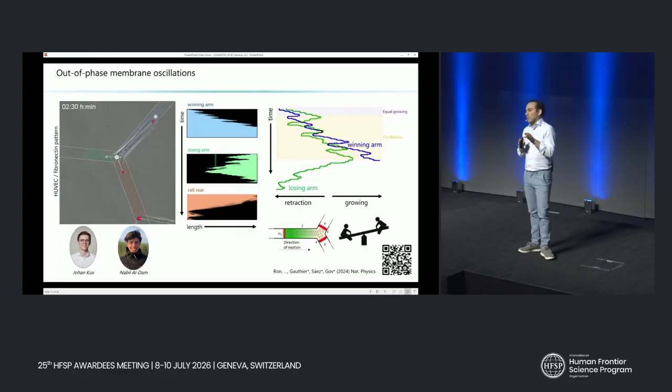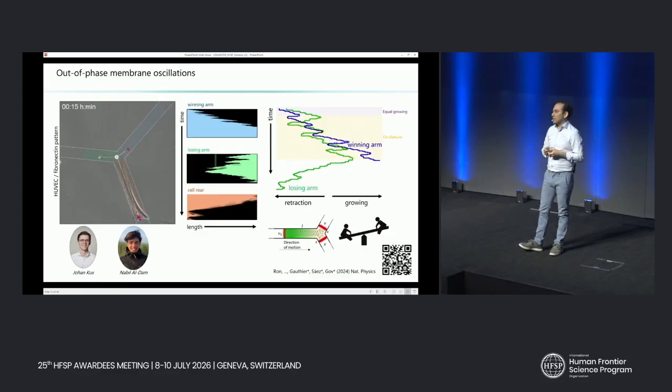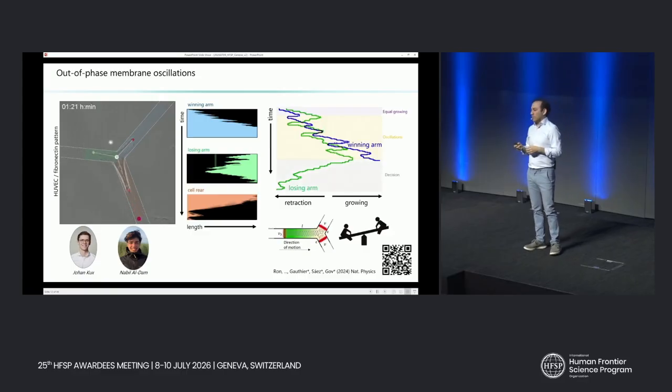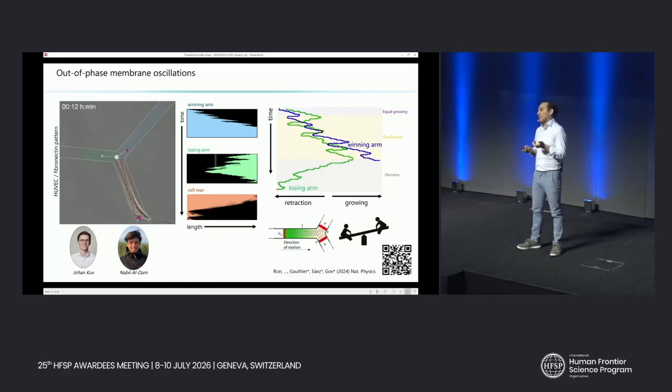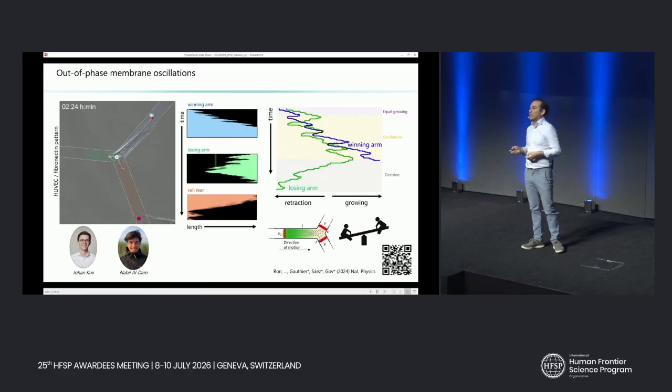So for one branch to win, the other one needs to retract, back and forth, until eventually the decision is made and the cells go in a certain direction. But what happened at the moment of the decision? That's the key question, right? So then we went for the usual suspect, and we started with the actin cytoskeleton, which we know is going to provide the traction for the cells to move forward.